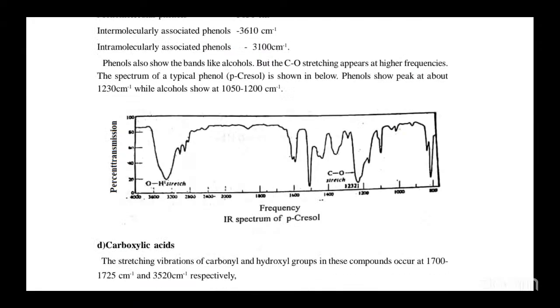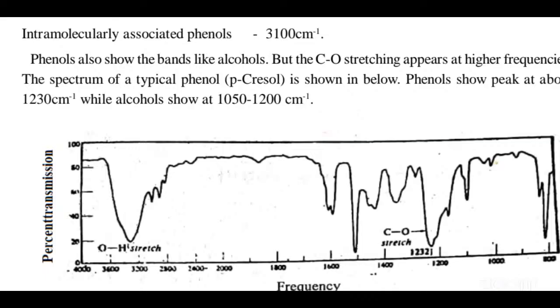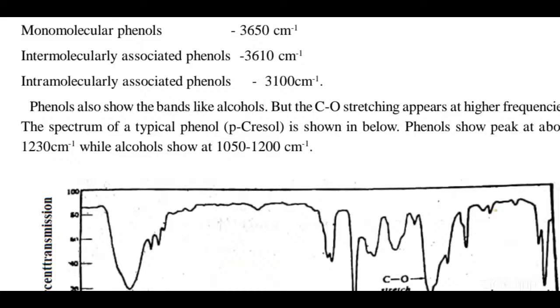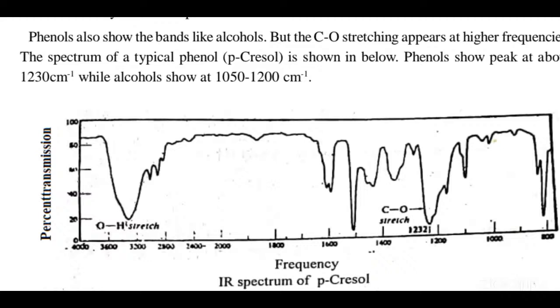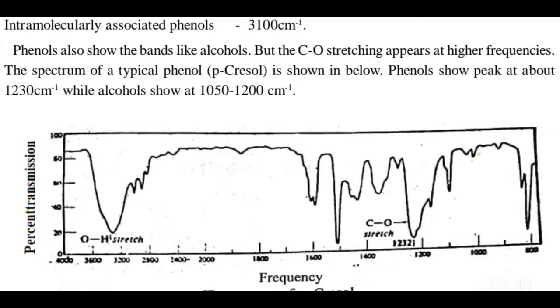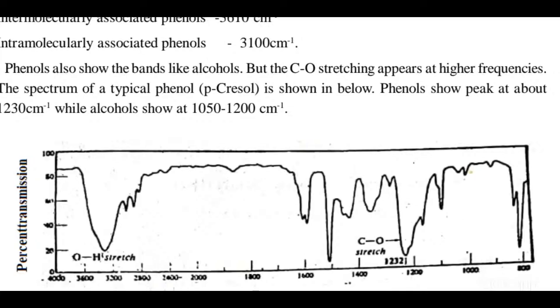Here the para-cresol is given with its stretching frequencies. The OH stretch is observed in the range of 3600, right? Here 3600 somewhere, 3650 somewhere. And the CO stretching frequency is observed between 1330 and 1235 somewhere, right? 1235.